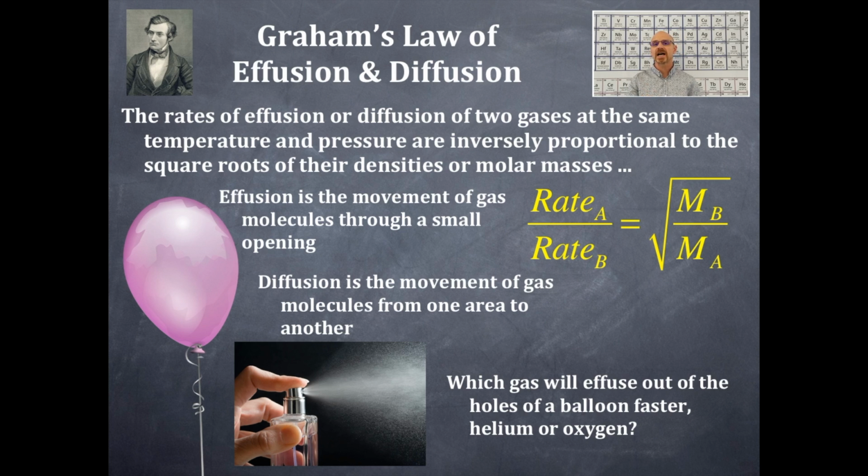Think about that. Then we can do some mathematical operations here. One of the things you need to do is get the formula for helium and the formula for molecular oxygen. What is the formula for helium? That's just He. What is the formula for molecular oxygen? That is O2 because it's one of the diatomics.